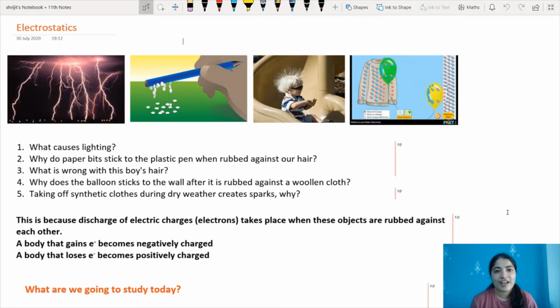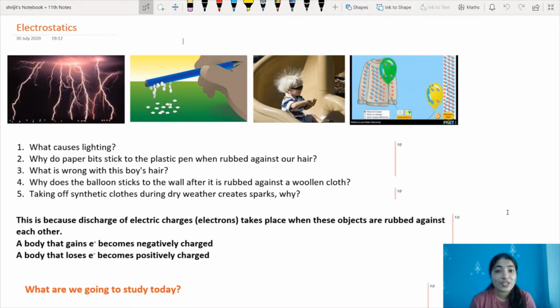Today I've chosen a very interesting topic for today's session, that is electrostatics. Now certain concepts of electrostatics you have covered in your lower class. So what today I'm going to do is we will be revising those topics again and then we will move to the new concepts. As you can see, there are four images in front of you.